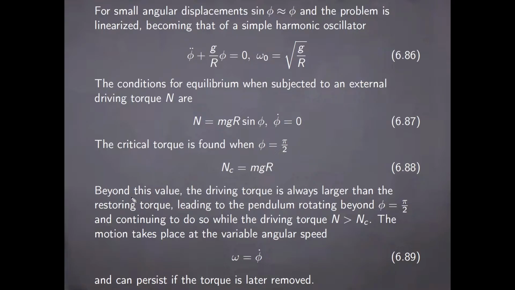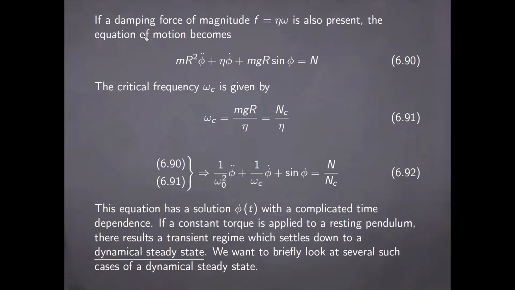And if we increase the driving torque beyond this value, then it's always going to be larger than the restoring torque, leading to the pendulum rotating beyond pi over 2 and continuing to do so while the driving torque remains above the critical value. And in this case, the motion will take place at a variable angular speed omega, which is just the time derivative of phi, and this motion can persist if the driving torque is later removed.